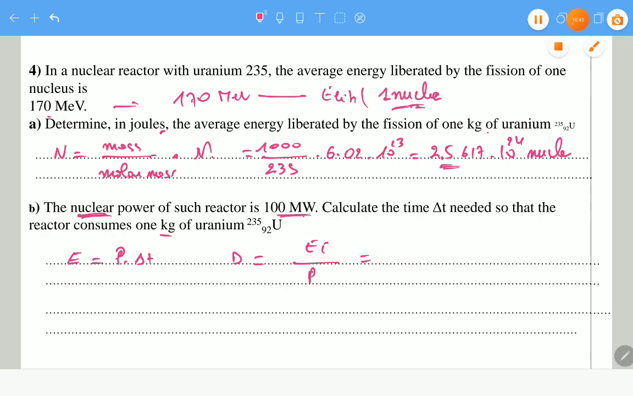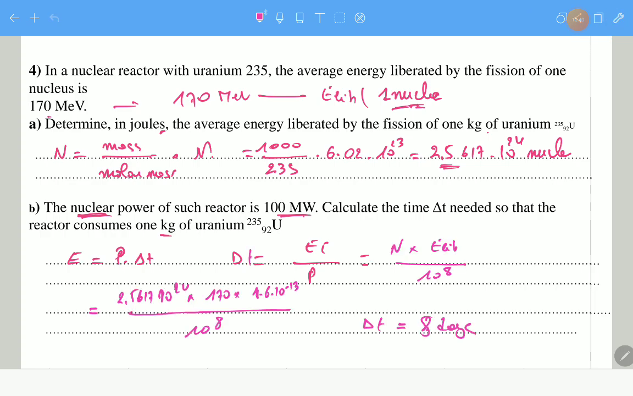Okay, so we calculate the time needed to consume 1 kilogram, and we have the energy equal to power times delta T, and delta T is the energy liberated by 1 kilogram over the power. We know the number of nuclei in 1 kilogram. We know the energy liberated by 1 nucleus. So the total energy liberated by 1 kilogram is the number of nuclei times the energy liberated by one nucleus, which is 117 in MeV. We must multiply by 1.6 times 10 to the minus 13 to get joules. And the power is equal to 100 megawatts, so 10 to the 8 watts. So we can find delta T is equal to 8 days.